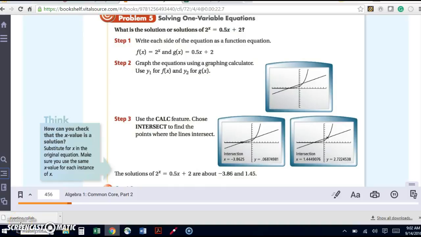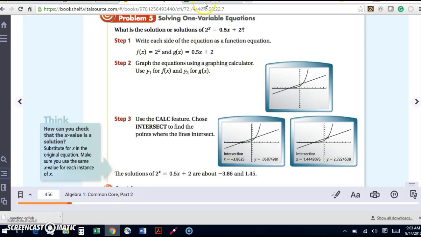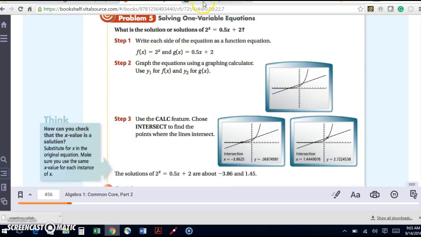Okay, we're taking a look at problem 5, and it says solving one variable equations. What is the solution or solutions of 2 to the x equals 0.5x plus 2? So I'm going to graph it on my free graphing calculator at www.desmos.com, and I'm going to graph the first equation, y equals 2 to the x. And there's my first. Then I'm going to graph the second: 0.5x plus 2.